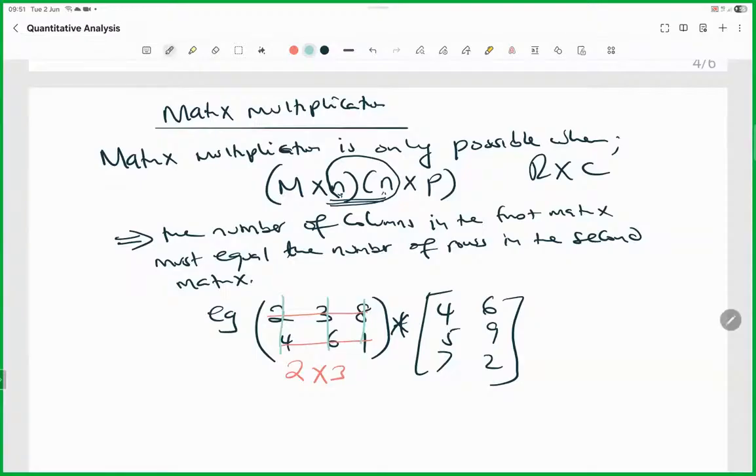How about the order of the second matrix? Order of the second matrix. Joyce, I'm waiting for your answer. This one has 1, 2, 3. It has 3 rows by how many columns? 2 columns. So are the 2 matrices compatible for purposes of multiplication? What makes you think they are compatible?